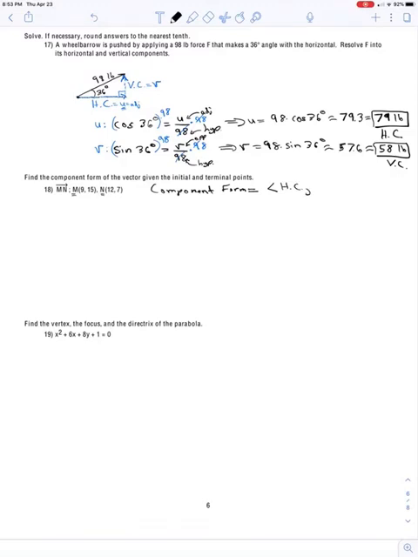We have a horizontal component. We have our vertical component. So that's our component form. Let's go ahead and get a picture. So we're looking at vector MN. Let's go ahead and draw in our x and y axis.